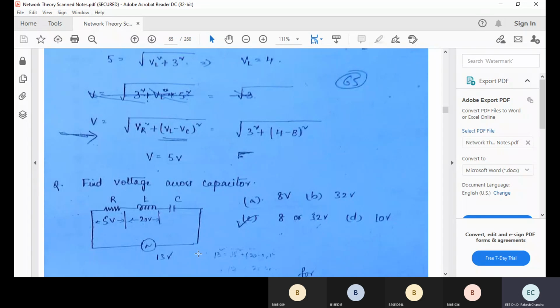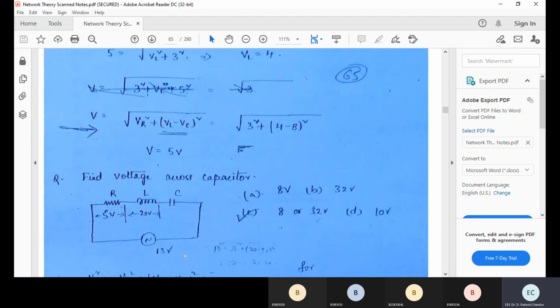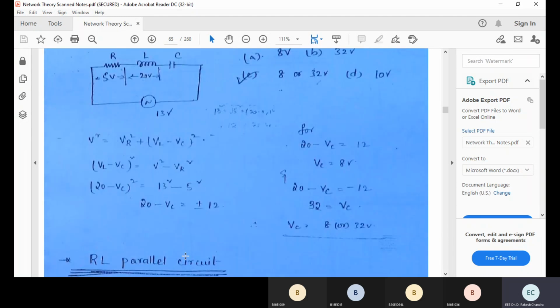So if you square on both sides, it should be 169 minus 25. This should be on the other side, 144. 144 is equal to VL minus VC whole square. Okay. Then if you solve that expression, V square is equal to VR square plus VL minus VC whole square. Then VL minus VC should be equal to plus or minus 12. So VC is equal to either 32 or 8.